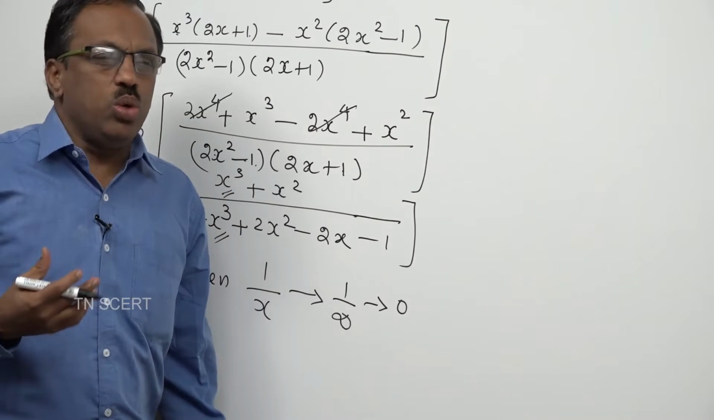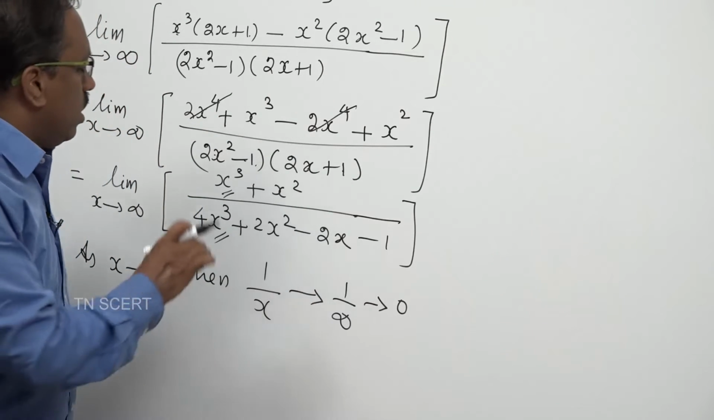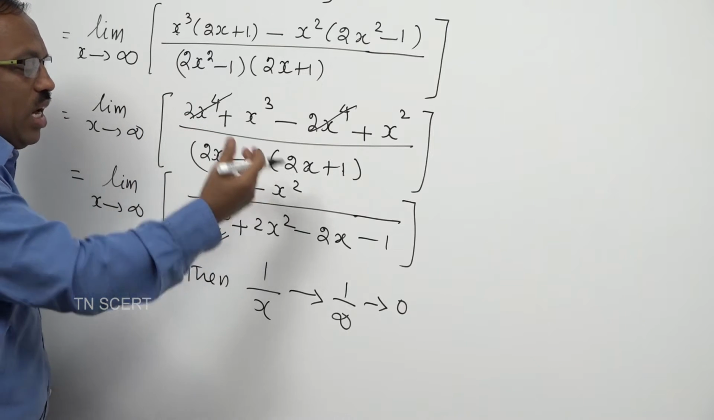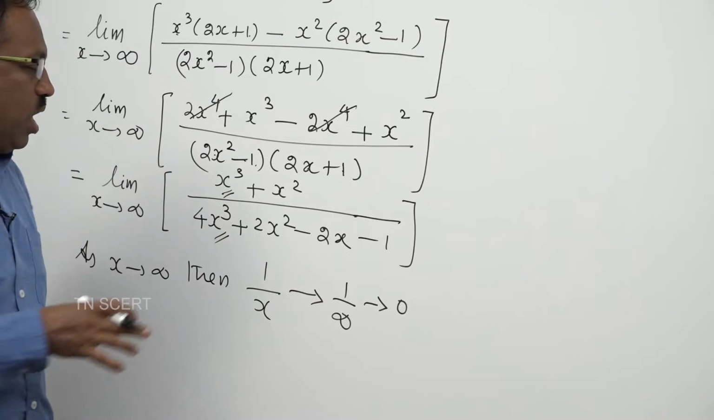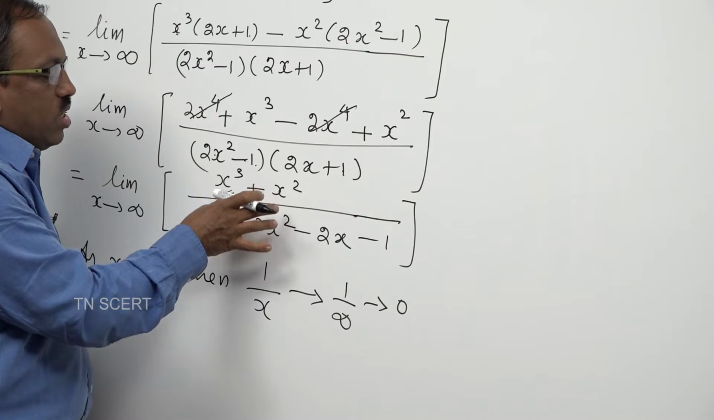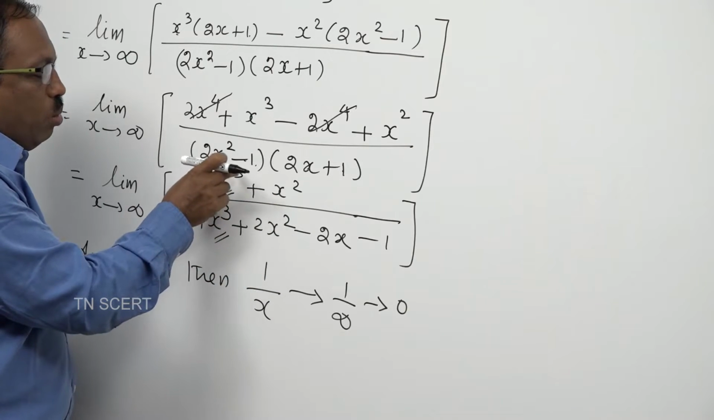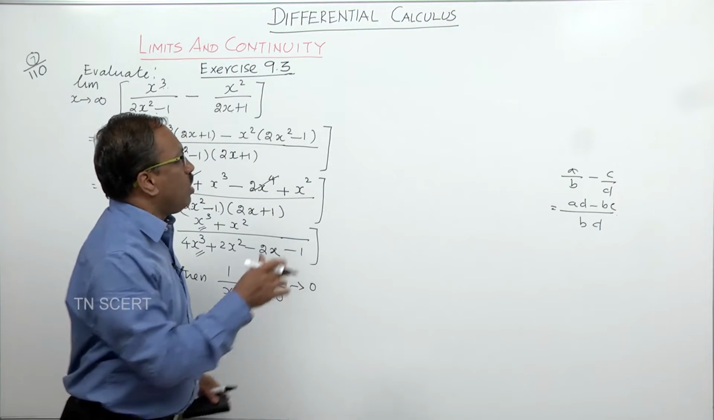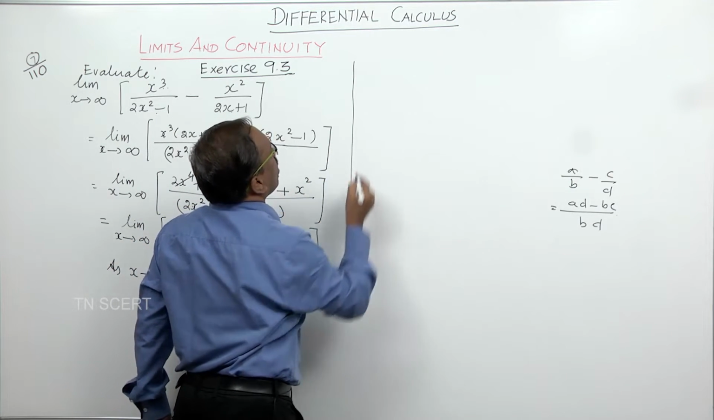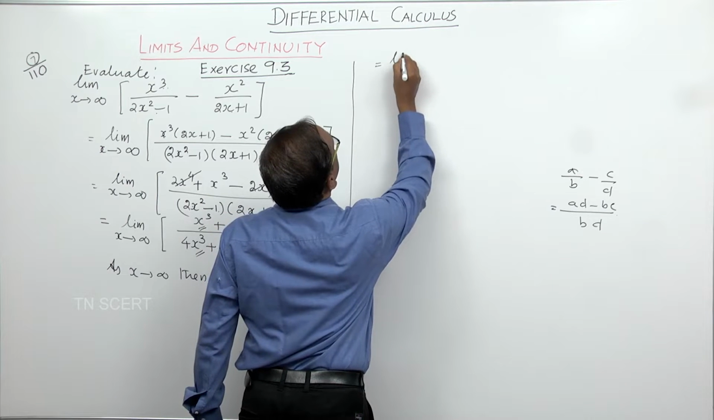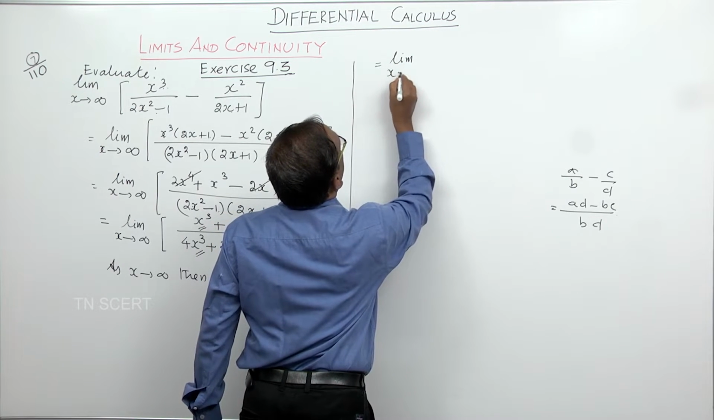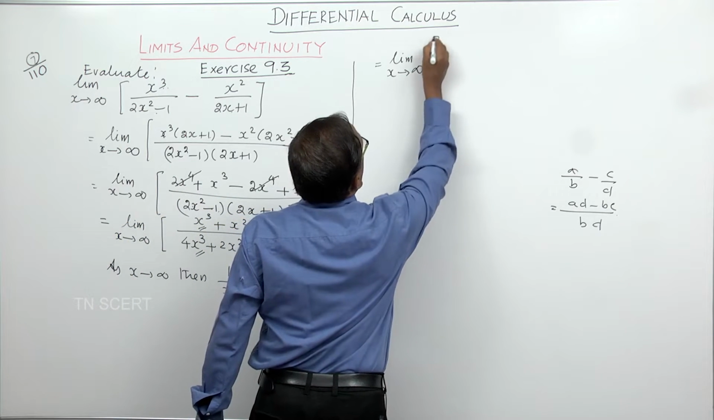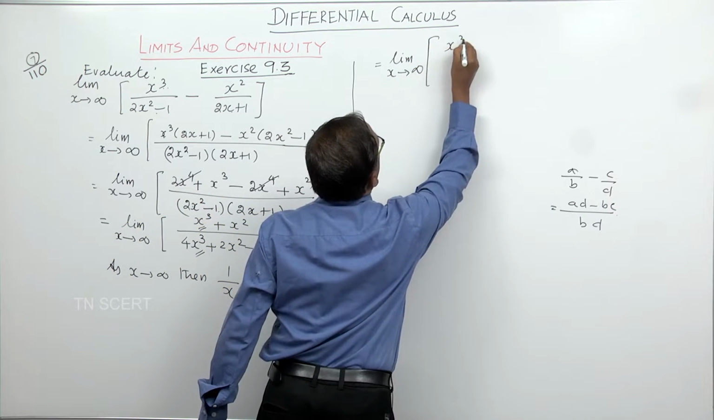So, what I wish to do is take the x cube term as common in both numerator as well as denominator, because this problem gives a hint that both numerator and denominator have equal degree. So, it is better to take that equal value. Limit x approaches infinity, that means you take x cube as common.